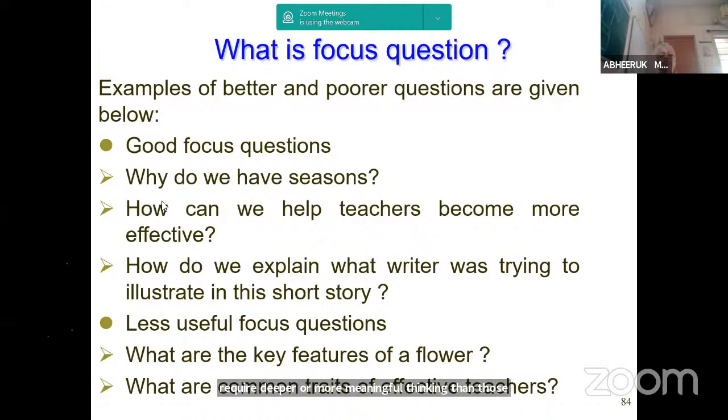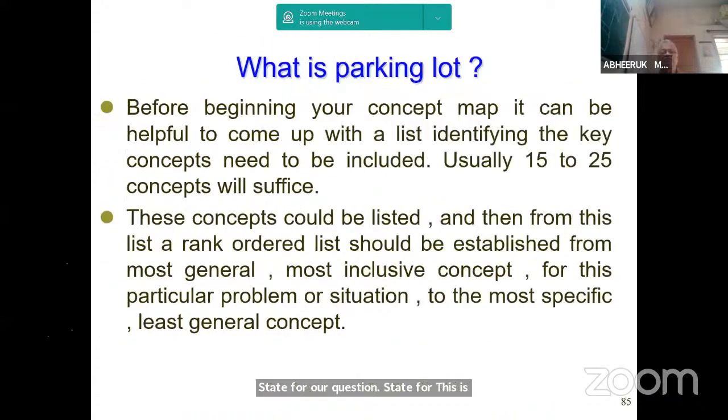Good focus questions: Why do we have seasons? How can we help teachers become more effective? How do we explain what the writer is trying to illustrate? Less useful focus question: What are the key features of a flower? That is a straightforward descriptive question. This is not useful. What is a parking lot?